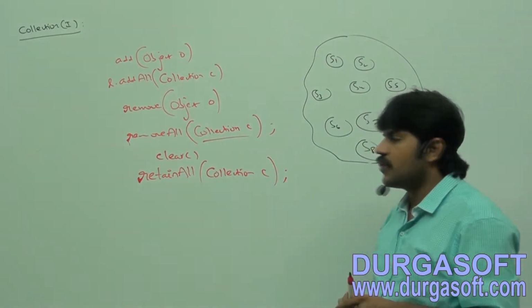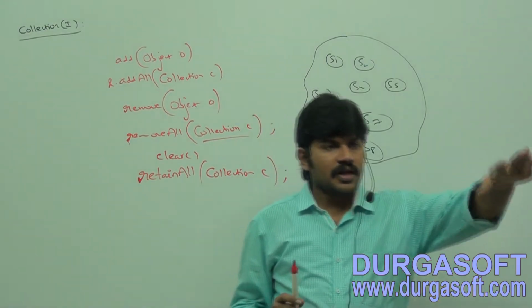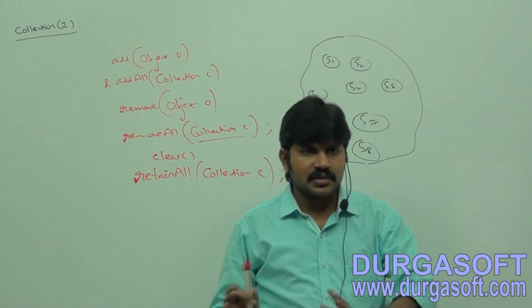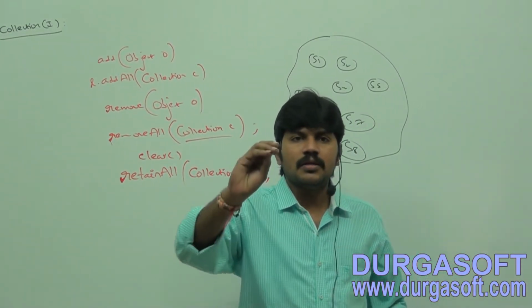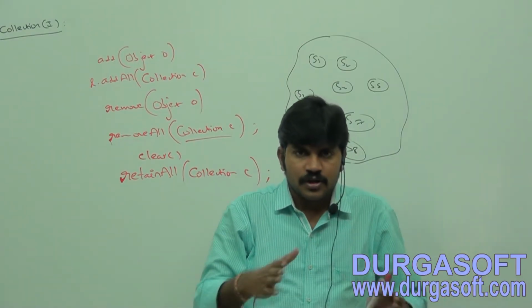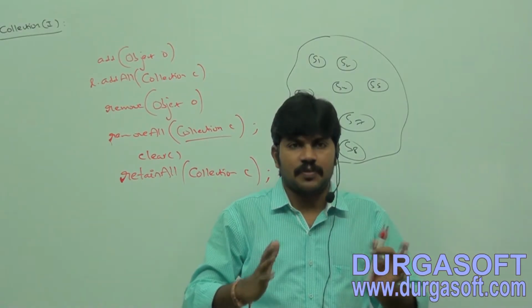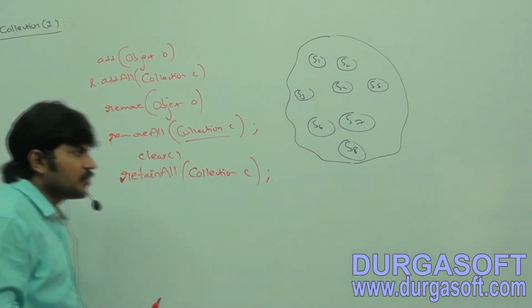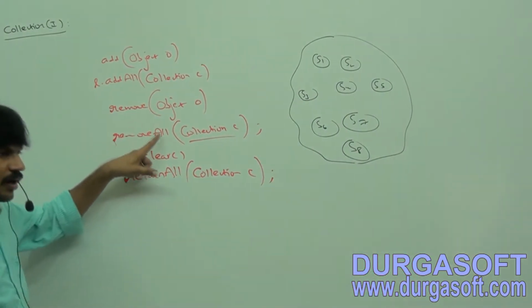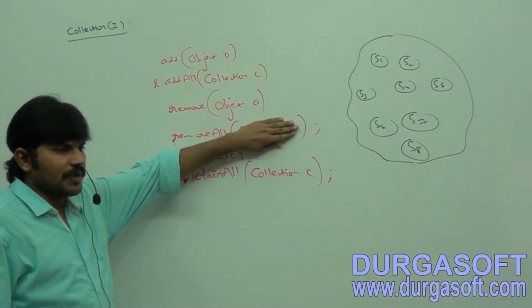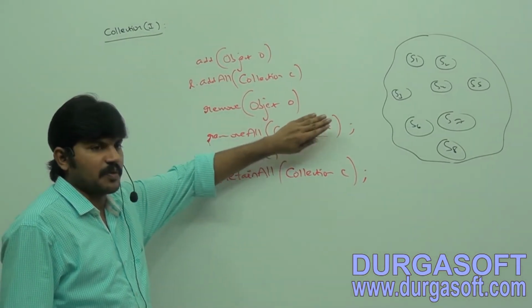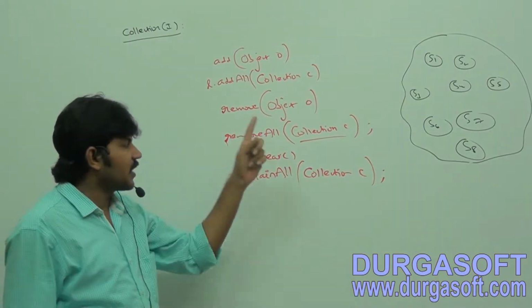Sir, in this batch, morning SCJP batch people are there, evening SCJP batch people are there. All evening SCJP batch people, can you please go out? Then which method do we have to call? Remove all of evening batch people. All evening batch people by default will be removed from my collection.